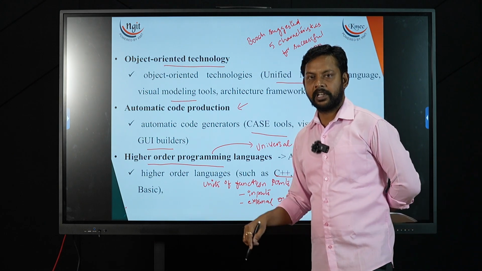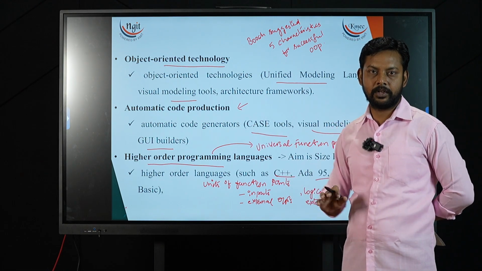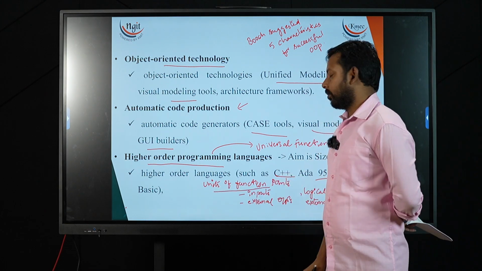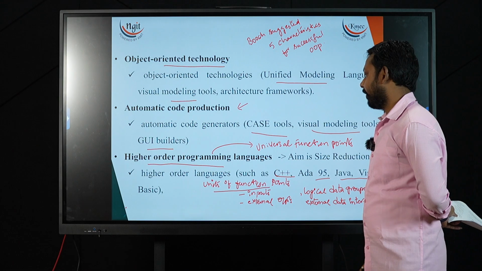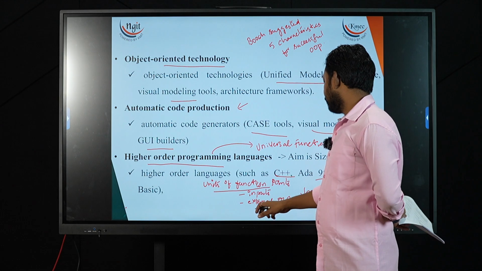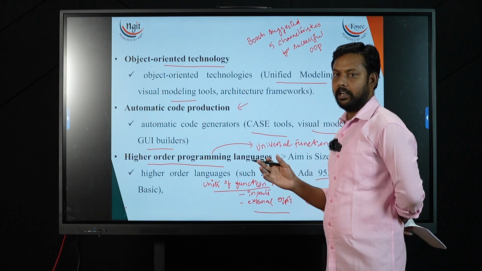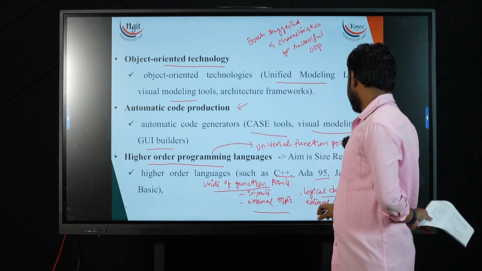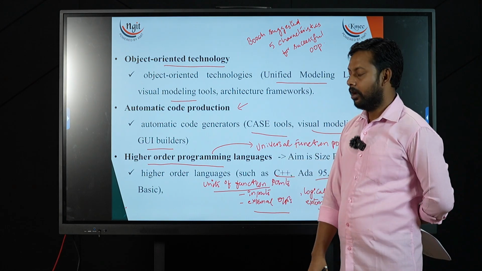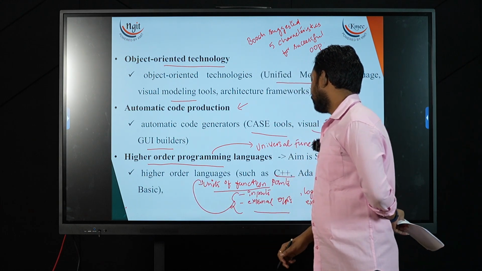Some of the higher order programming languages are C++, Ada, Java and so on. What is the use of these higher order programming languages? It is simply to reduce the total size of your code. The total size of your code depends on the units of function. The units of function are the total number of external inputs taken from the user, along with the total number of external outputs, the logical data groups, the total external data interfaces, and external factors which are affecting your process development. All these together form the units of your function points.